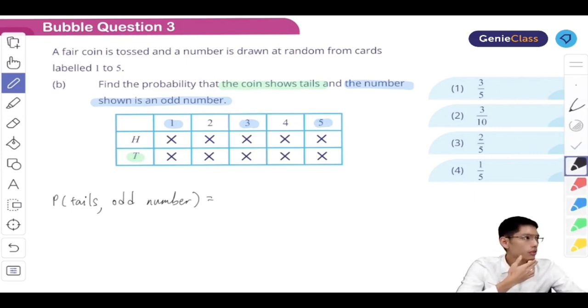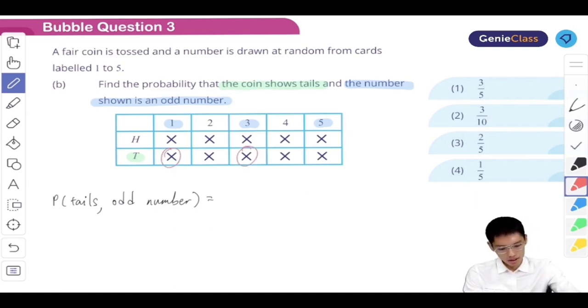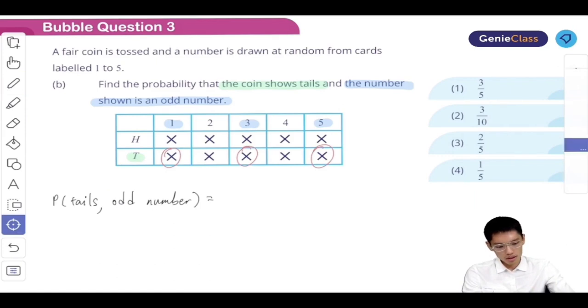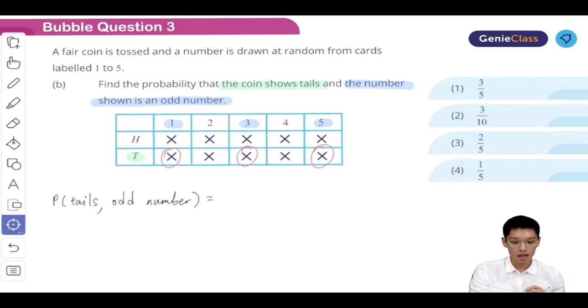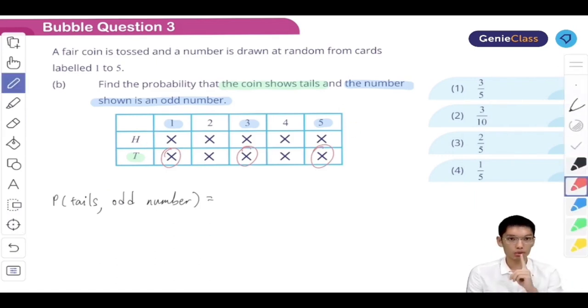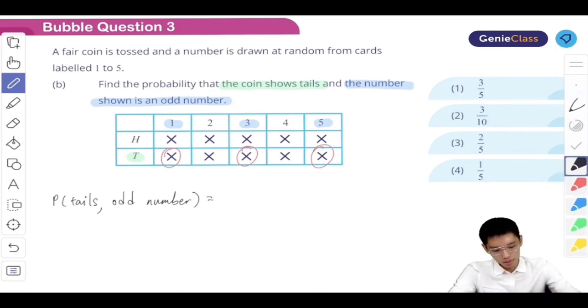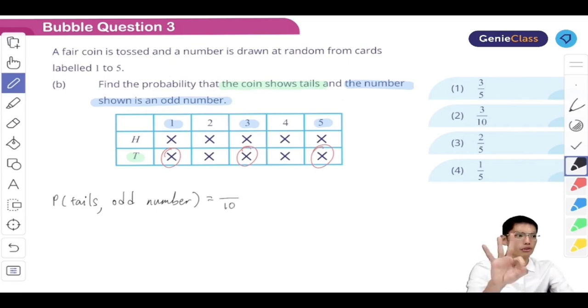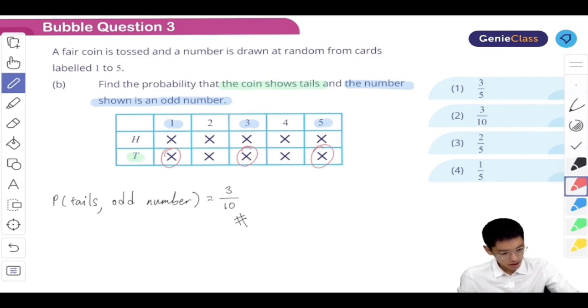Last 4, 3, 2, 1. At the start there were quite some errors, but don't worry, I'll go through them. At the end, some of you managed to finish it up. That's a good sign. So let's see, tails and the number shown is an odd number. It's going to be this option, this option, this option. Do not circle the top here because I need tails and odd numbers. I'm not including heads over here. So therefore, total options 10, I only have 3 possible options. So that's where I have 3 over 10. That is my answer.